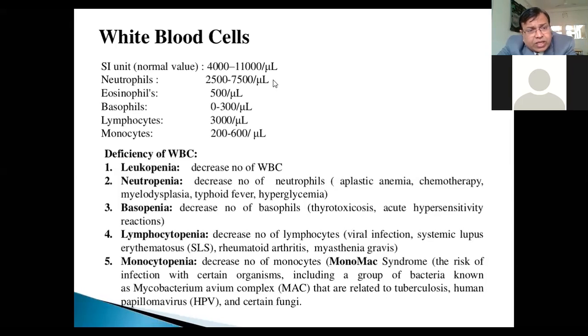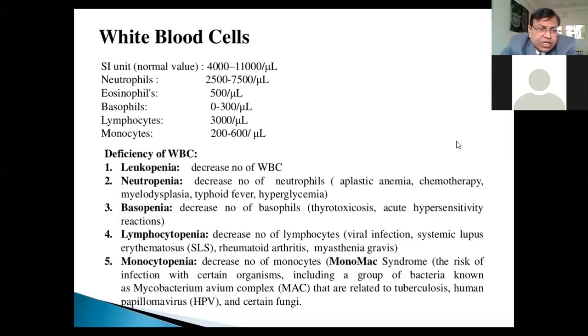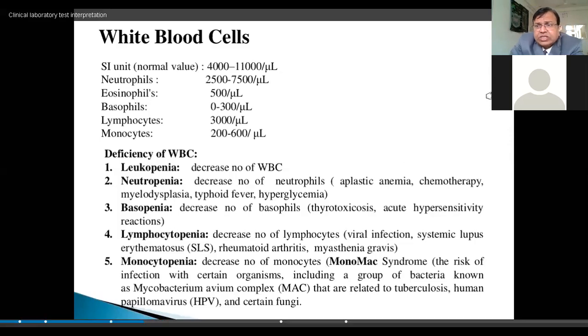So by these changes in the range of different WBC, these are the types of WBC that I told you: neutrophils, eosinophils, basophils, lymphocytes, monocytes. If these differential leukocyte ranges change or vary from the normal value, then we can predict the disease condition of the particular patient.